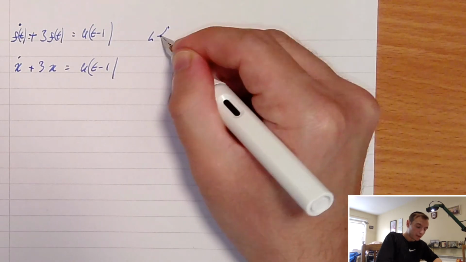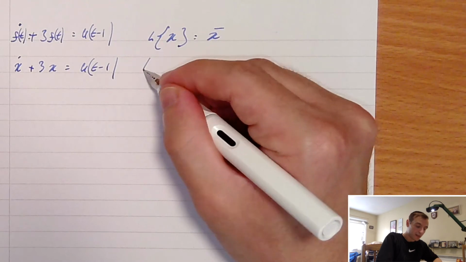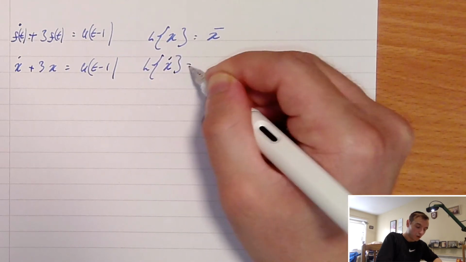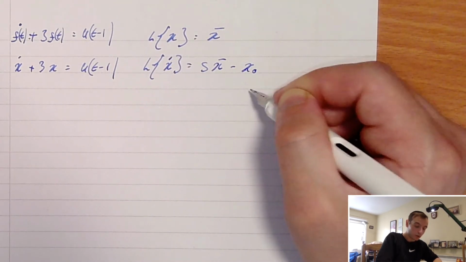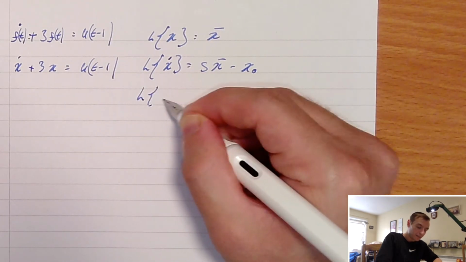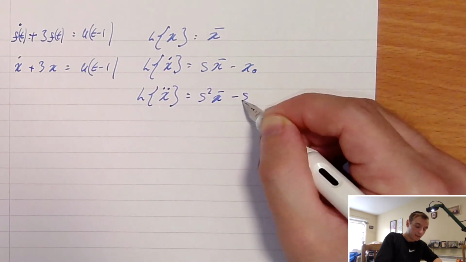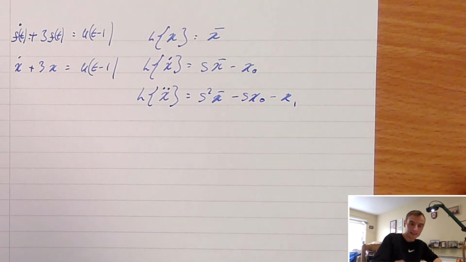And we said before that the Laplace transform of x can be denoted as x bar, which is f of s. And the Laplace transform of x dot is going to be s x bar minus x naught. And we don't need this for this, but I'll do it anyway. We said that the Laplace transform of x double dot is going to be s squared x bar minus s x naught minus x1, etc., as we've shown before.